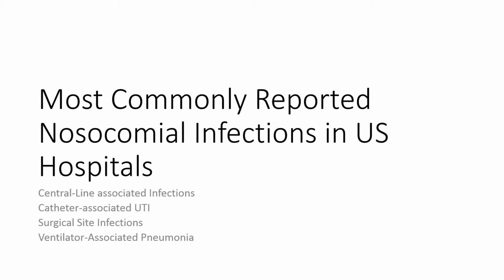So now what I'd like to do is take a look at some commonly reported HAIs in U.S. hospitals. We're going to look at the four main types. We have central line associated infections, catheter associated UTIs, surgical site infections, and ventilator associated pneumonias.